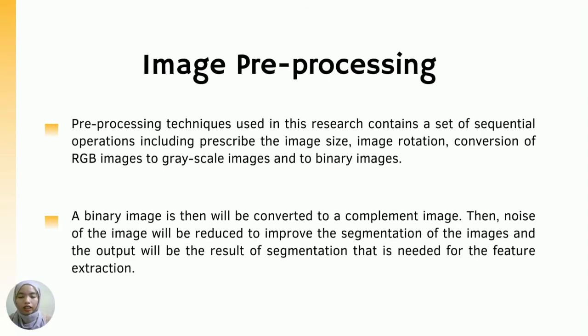Next is the image pre-processing. The pre-processing technique used in this research contains a set of sequential operations, including resizing the image size, image rotation, and conversion of RGB images to grayscale images and to binary images. The binary image then will be converted to the complement image. Then the noise of the image will be reduced to improve the segmentation of the image, and the output will be the result of segmentation that is needed for the feature extraction.